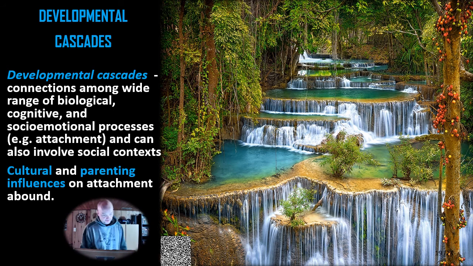Van Reason and colleagues came up with the idea of a developmental cascade model, which looks at the connections across all these different domains of time that influence your developmental pathways and the outcomes in your life. This developmental cascade includes connections between a wide range of biological, cognitive, and social-emotional processes like attachment, and can also involve social contexts such as our families, friend groups, schools, and culture. These links can produce either negative or positive outcomes at different points in our development, such as in infancy, early childhood, middle and late childhood, adolescence, or adulthood.